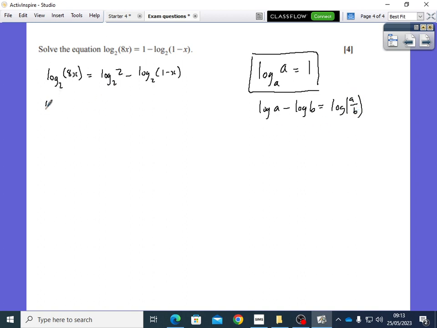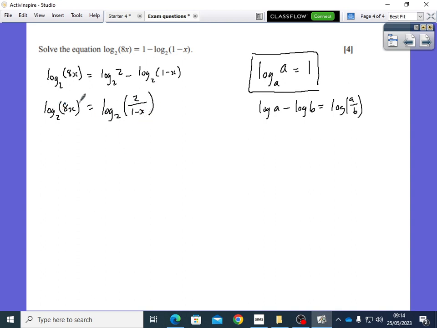So now I'm going to write this as log to the base 2 of 8x equals, and note you can't just cancel the logs out. That's a big misconception. I'll explain why that is, but you can't just cancel those out. You have to use these laws, and then when you have log as a multiple of something, then you can cancel them, which we're going to try and establish here. So this will be log to the base 2, open bracket, 2 over 1 minus x, close bracket.